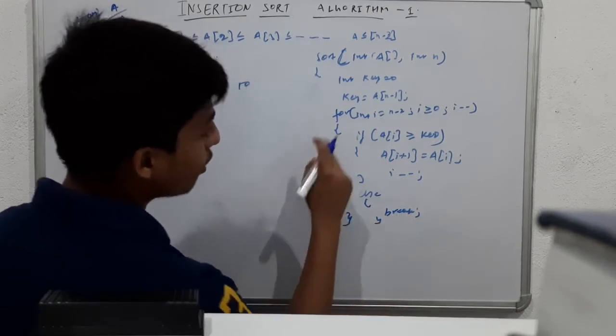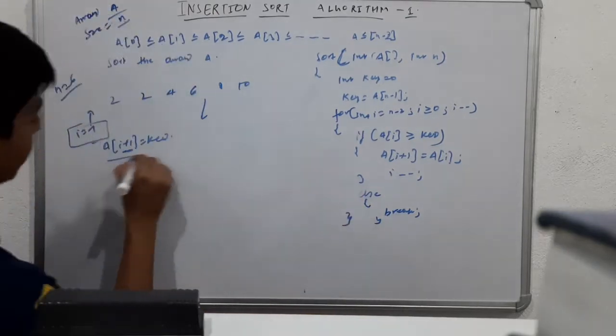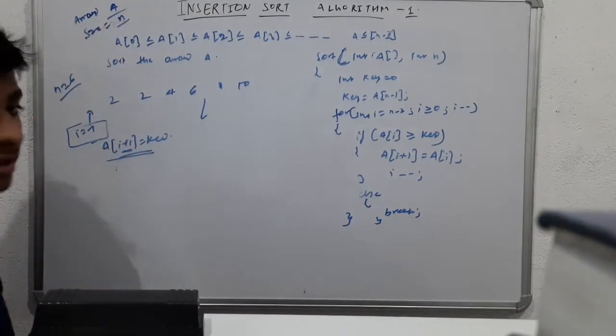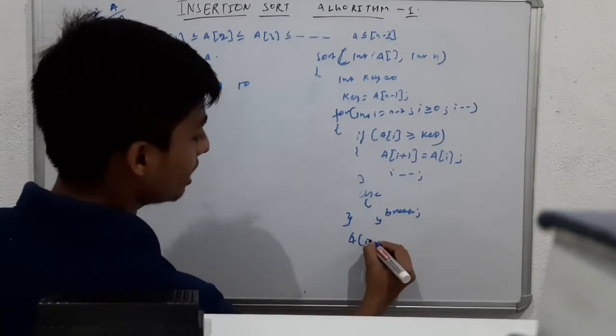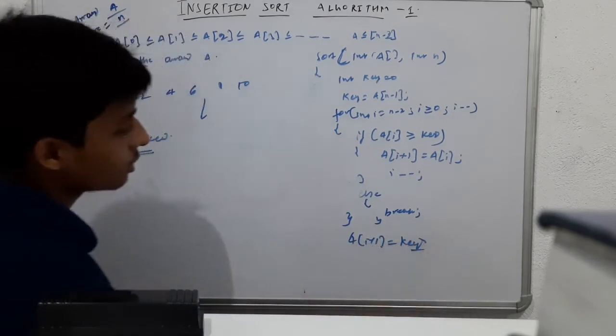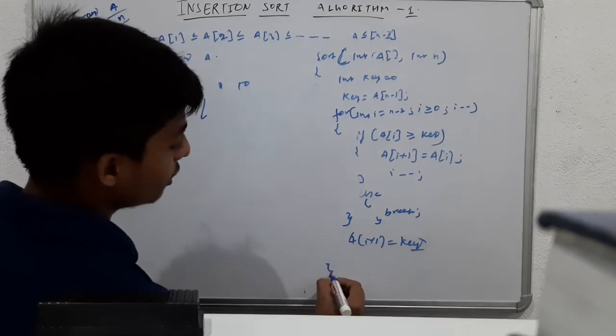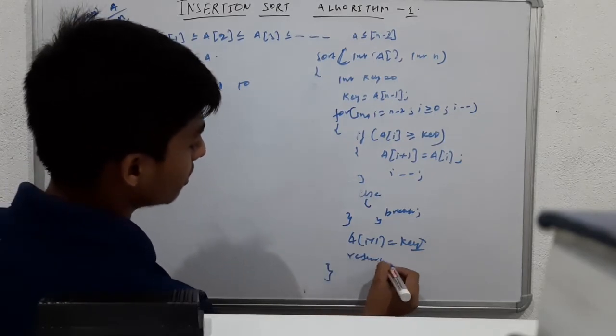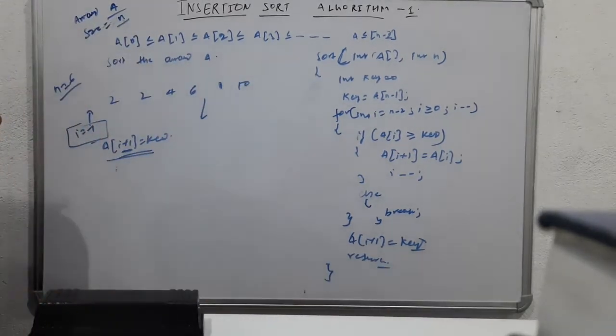And once you come out of the for loop, you have to do a of I plus 1 equals to key, right? So I will assign a of I plus 1 equals to key. And at last I will do return, right? So this is the code to implement this.